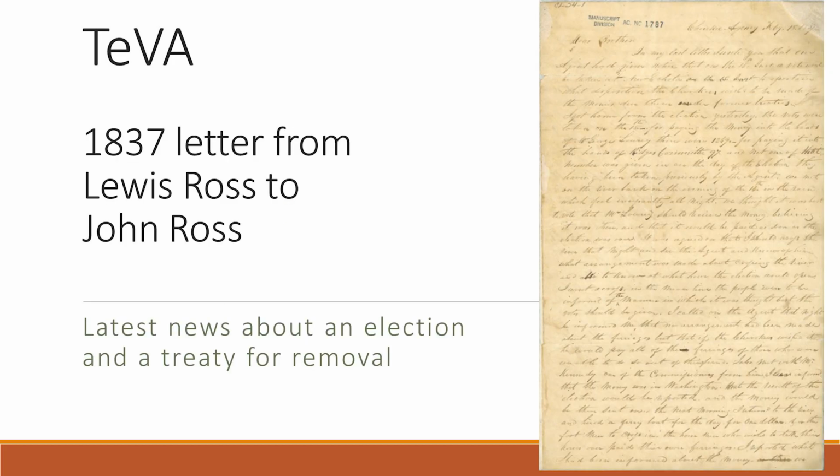Here's an example of an 1837 letter from Lewis Ross to his brother John Ross. John Ross was the chief of the Cherokee Nation at the time. And this particular letter covered a variety of things, but mentioned in here was a tribal election, talking about some treaties that the tribe was in the process of negotiating. And in the letter, he describes where a vote took place, how many people voted, who won the elections.